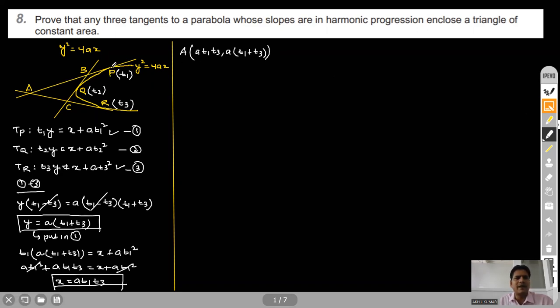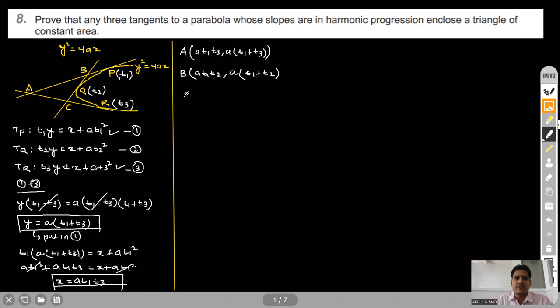Whenever two tangents of a parabola meet at a certain point, the coordinates of it will be A times the parametric T1 into T3, and A times T1 plus T3. Its X coordinate is given as AT1 T3, and Y coordinate is AT1 plus T3. So what will be the coordinate of B based on this analysis? It is the intersection of tangents at Q and P, right? So T1, T2 are the parameters. So the coordinates of B will be A into T1 into T2, and the Y coordinate will be A into T1 plus T2. Is it okay?